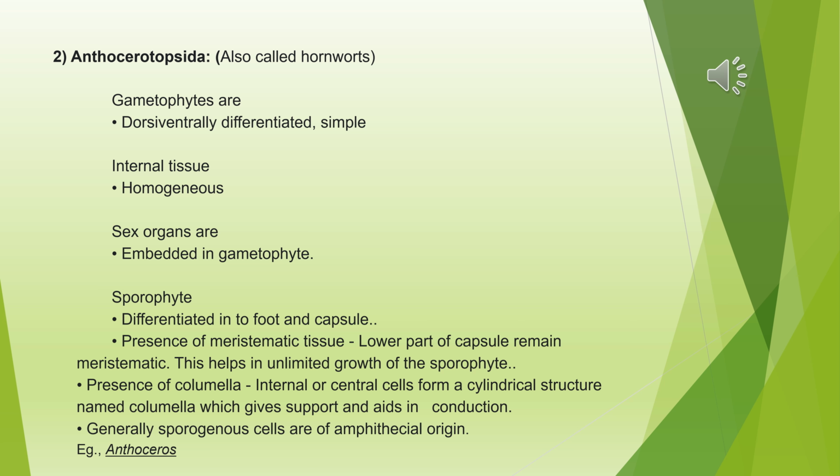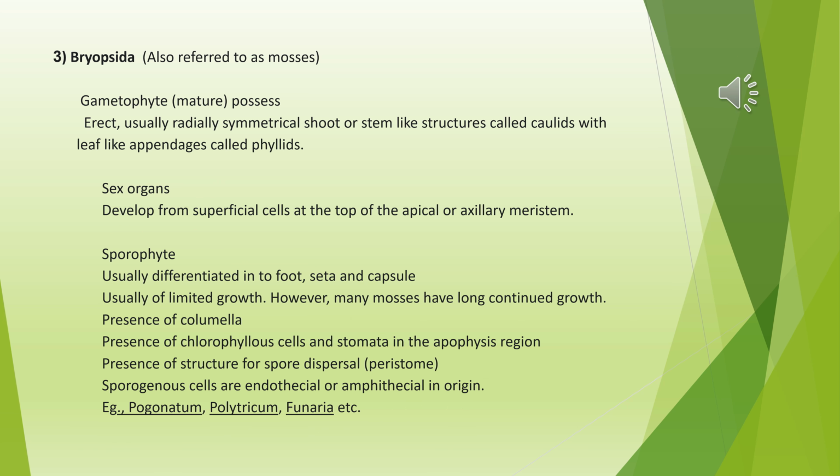Second is the presence of columella. The internal or central cells form a cylindrical structure named columella, which gives support and aids in conduction. Generally, sporogenous cells are of amphithecial origin. Example, Anthoceros. Third is the Bryopsida, also referred to as mosses.